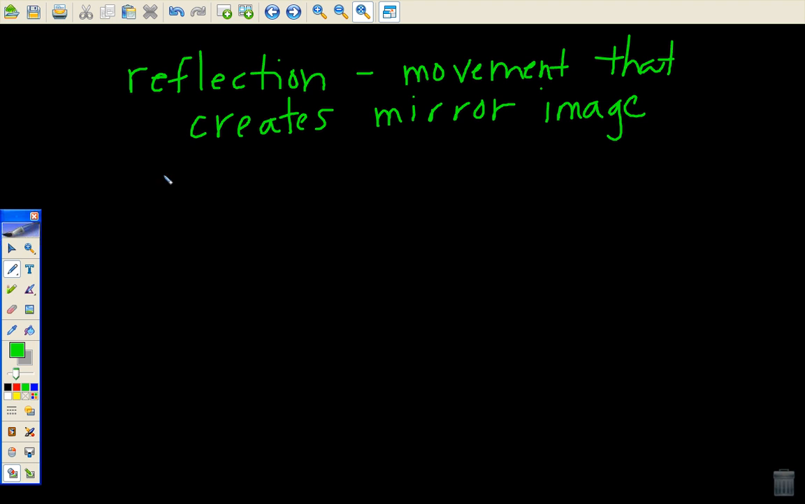The line that the image is flipped over actually has a name. We either call it the mirror line, or sometimes you'll see it called the axis. We're going to call it the mirror line, or the line of reflection. The mirror line is what we will actually use in class. All right, so let's look at some examples.